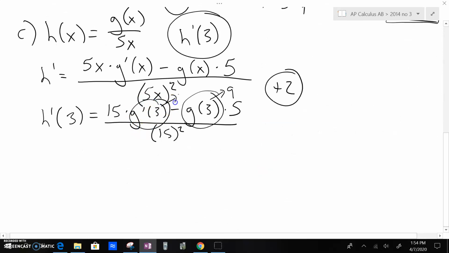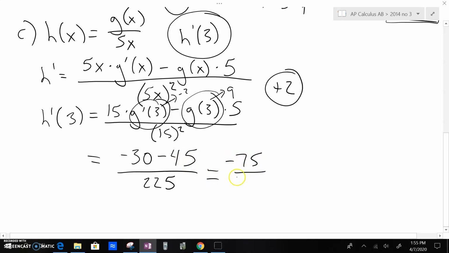So that is a -2, which means on the top we're going to have 15 times -2, so that's going to be a -30, minus 9 times 5, and well, 9 times 5, that's 45, all over 15 squared, which is a 225. Then we've got -30 minus 45. So that would be -75 over 225. Technically speaking, that is all you've got to do with it.